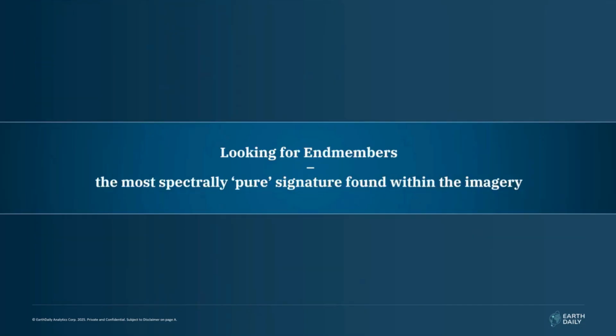So, as I said earlier, this is where we now want to look and analyze those spectra and find that spectrally pure signature, which I don't really like as a term, because it's very rarely a pure signature, as you'll see in a minute. But it's sort of the best example that we can find within the imagery that's going to give us confidence in what we're looking at.